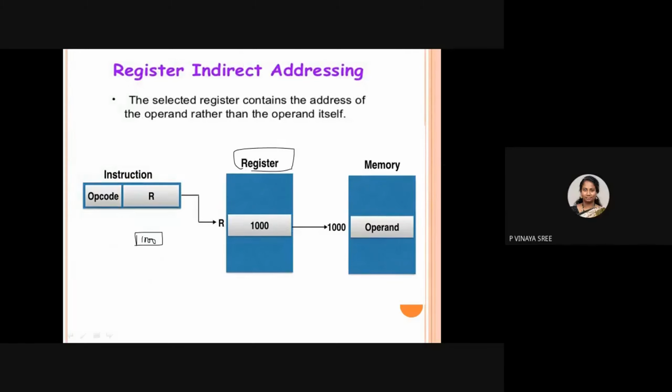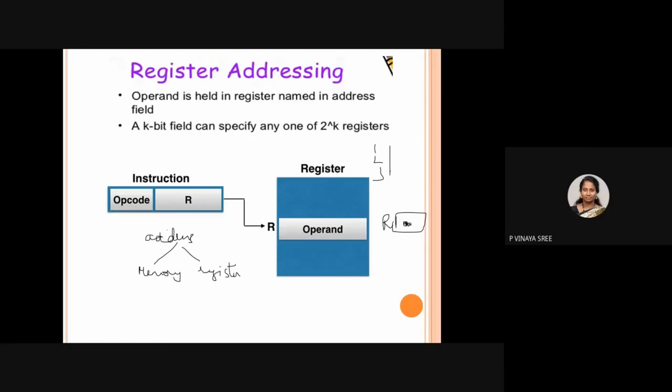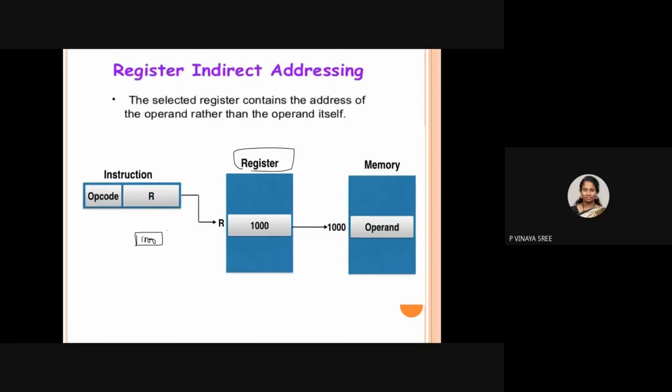So it goes to that R location register, and inside this it is holding an address of an operand, which is located inside a memory. So it takes that address 1000, goes to that memory location, and at that 1000 location we'll be getting an operand. Are you getting the difference between register direct and indirect?